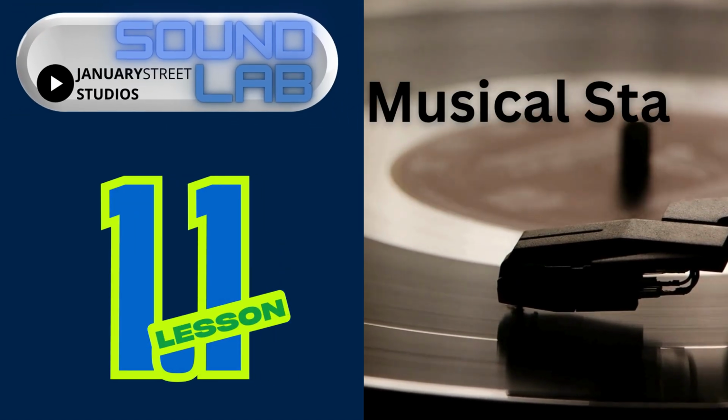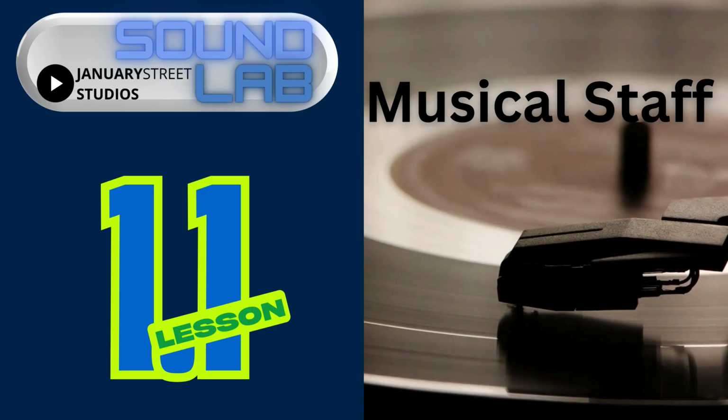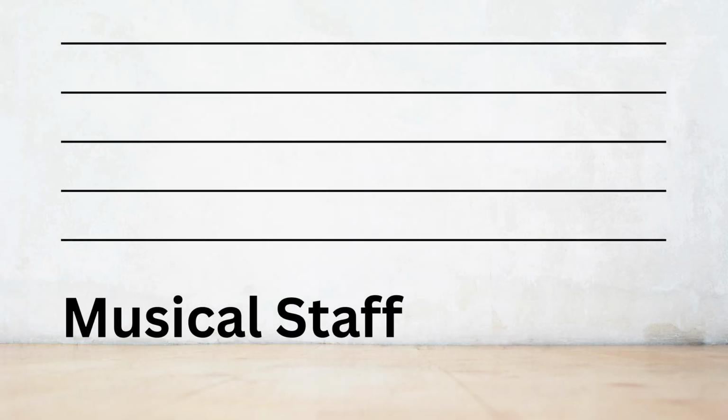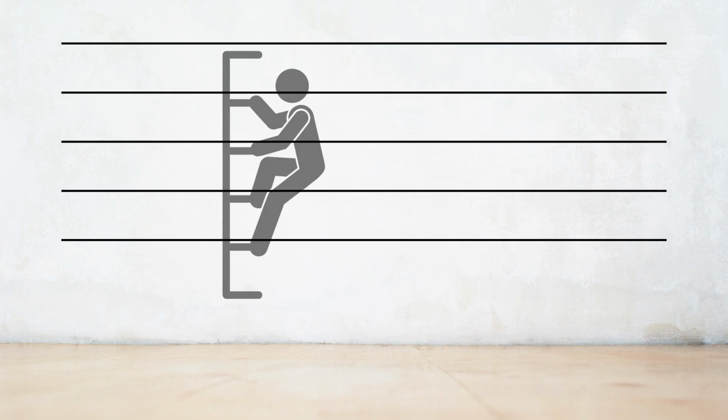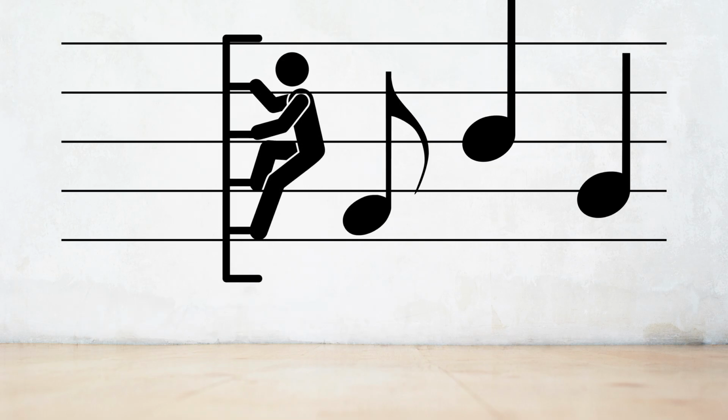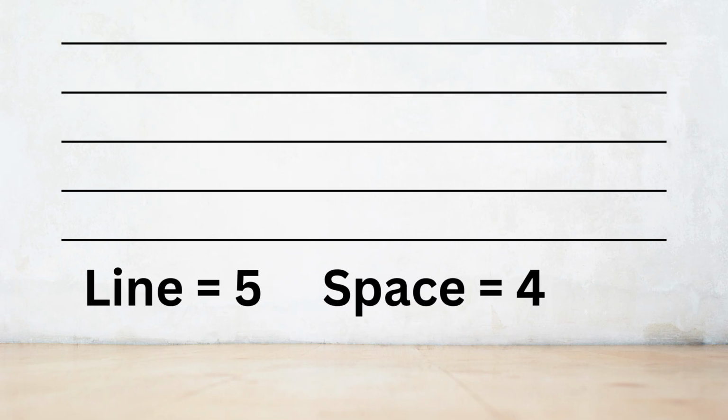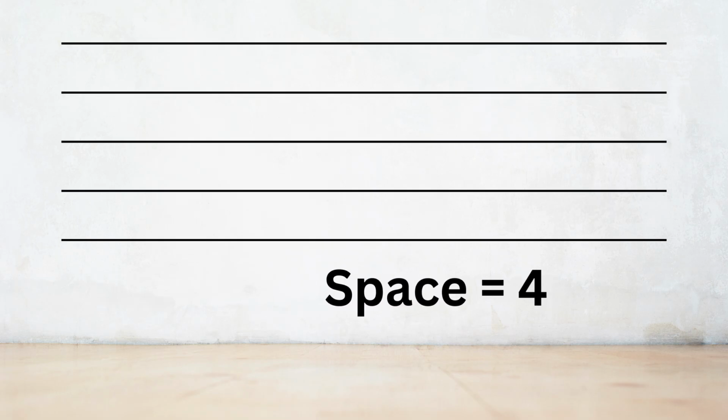In this video, we're going to learn about the foundation of all written music, the musical staff. The musical staff is the system of 5 horizontal lines and 4 spaces that we use to write down music. Think of it like a ladder for musical notes. It always has 5 lines and 4 spaces. No more, no less. We count the lines and spaces from the bottom up.